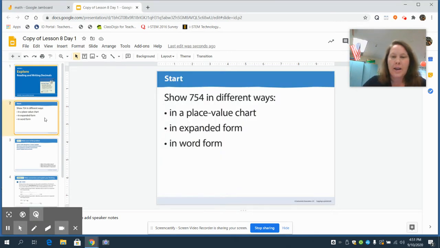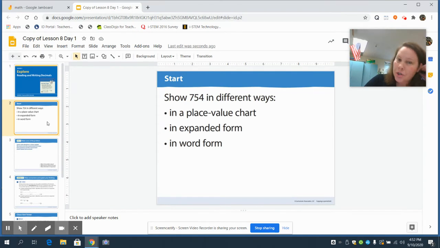Our first task is here, show 754 in different ways. At this point, you want to make sure that you have a notebook and pencil. I'm going to work through the steps to solve this kind of a problem, and then you're going to go to the next slide where you will see this image and use your notes to solve the problem on this slide. So we want to show 754 in a place value chart, expanded form, and word form.